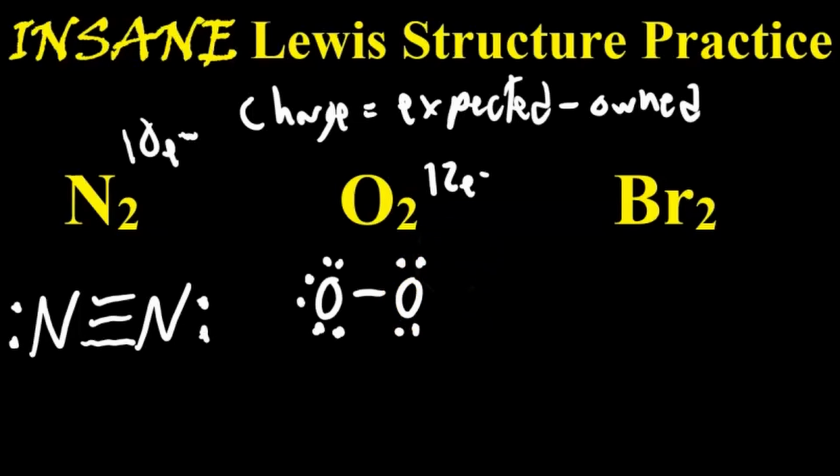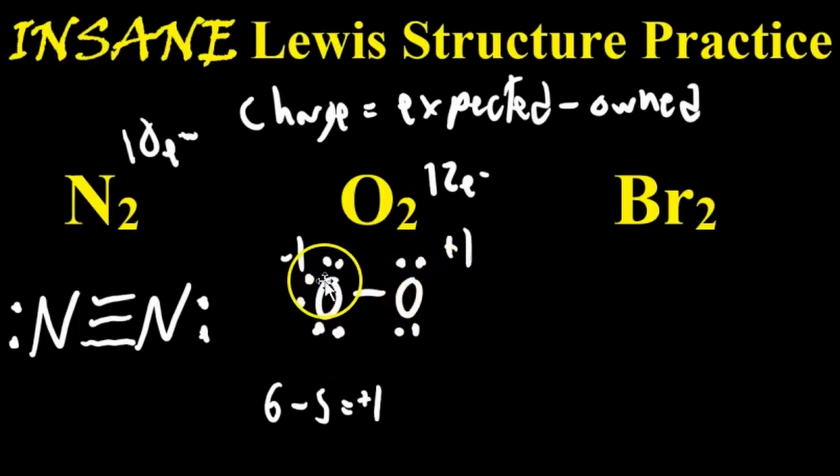Now we look at the charges. On this oxygen, the expected is 6, and the owned is 1, 2, 3, 4, 5, 6, 7. So for this oxygen, we have 6, which is expected, minus 7 owned, so the charge is -1. And then this one, 1, 2, 3, 4, 5, so its charge is +1. Just like before in the previous video, we want to complete octets. So this one doesn't have a complete octet.